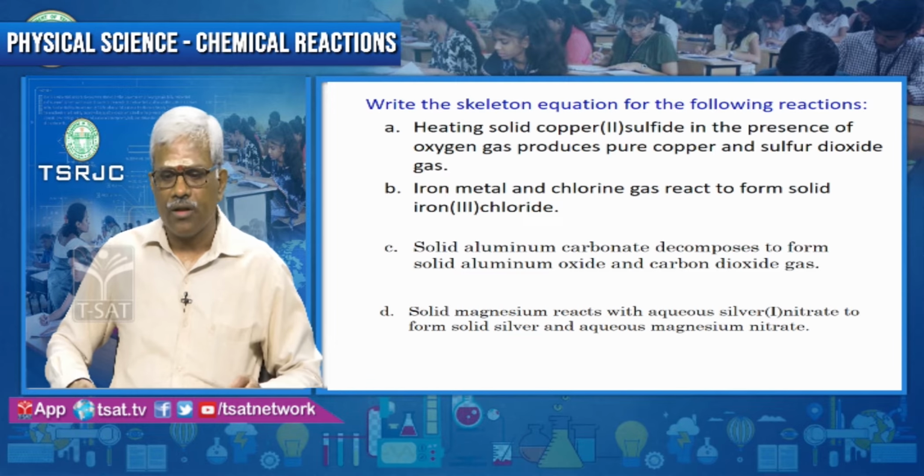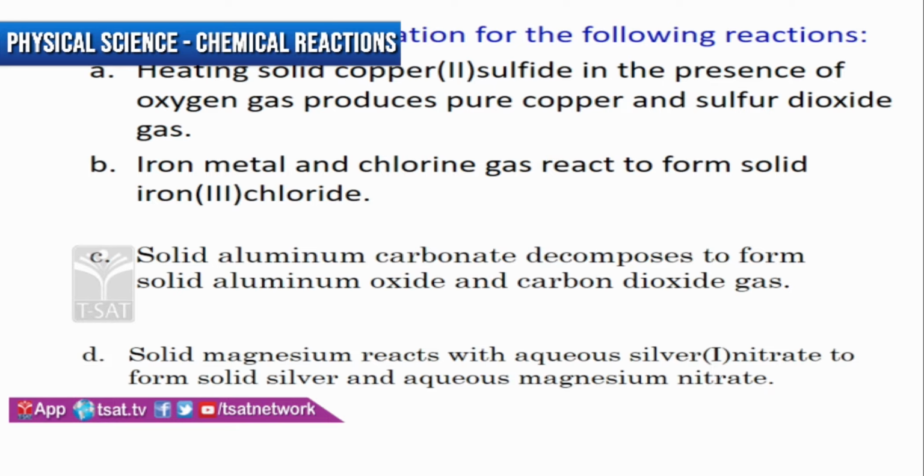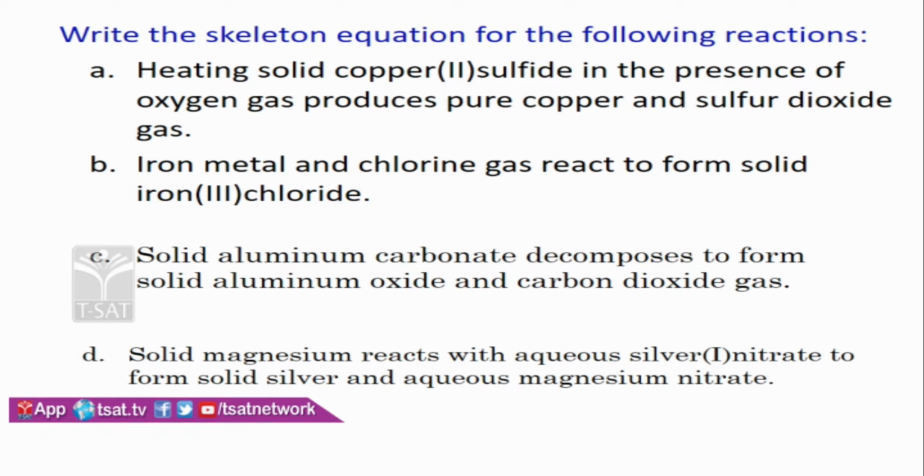Right. Now, skeletal equation, how to write the skeletal equation and how to balance the remaining equations. Let us see. Copper sulphide, a solid state, and oxygen. Copper sulphide reacts with oxygen to give copper and sulfur dioxide. Heating of solid copper sulphide, copper 1, that means cuprous sulphide, in the presence of oxygen gas produces pure copper and sulfur dioxide.